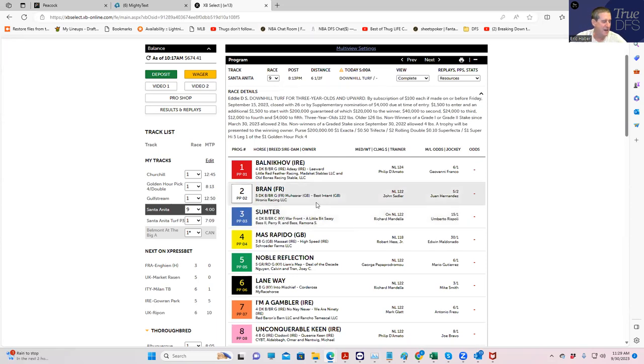So as I stressed earlier, the majority of the juice is going to be coming from the first 2 tracks, Churchill and Gulfstream. But if you lose all your money there, set an alarm for maybe race 9 at Santa Anita to maybe get your money back, and to lose more. I mean, to play a good solid bet on Sumter. And that will do it.